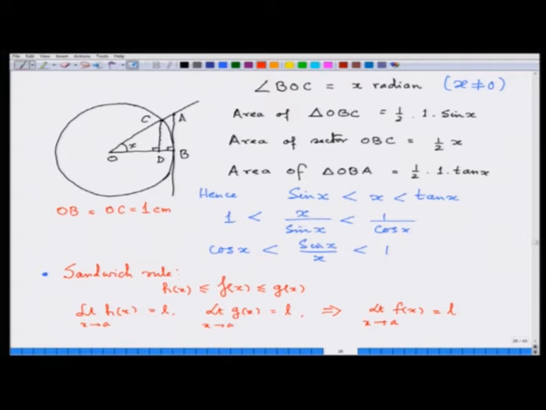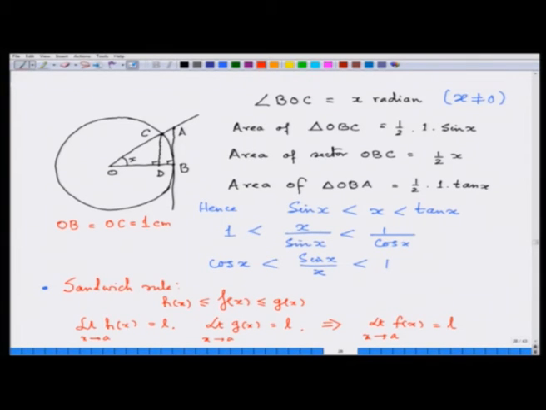Now what you do, taking OB as the base, you sweep out an angle of x radians, which is non-zero, and when you sweep it off, it stops at the point C. So angle BOC is x radian, where x is not equal to 0.